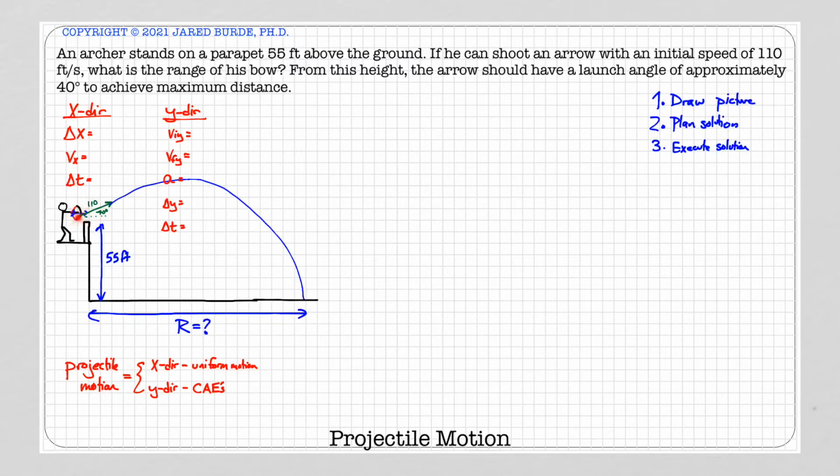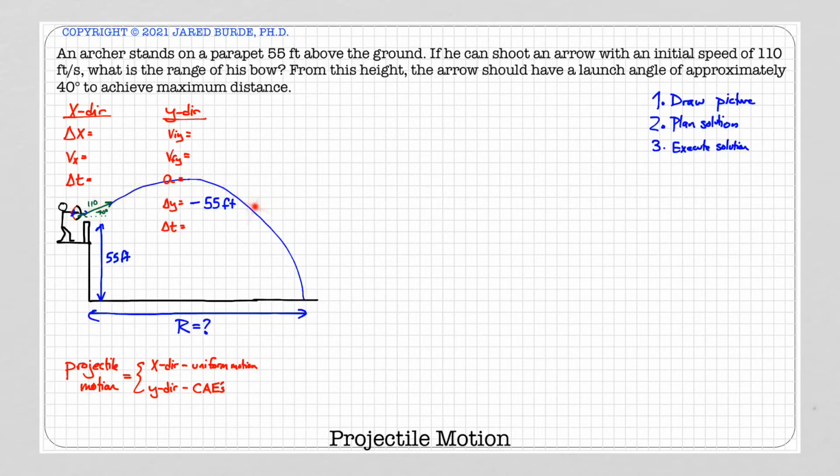So the arrow is fired from the top of the castle wall. The arrow is going to go up and come back down. So the arrow starts out 55 feet above the ground. It's going to end up down at ground level. So the entire vertical displacement of the arrow as it moves is going to be 55 feet, but it's going to be 55 feet downwards because it ends up below where it began.